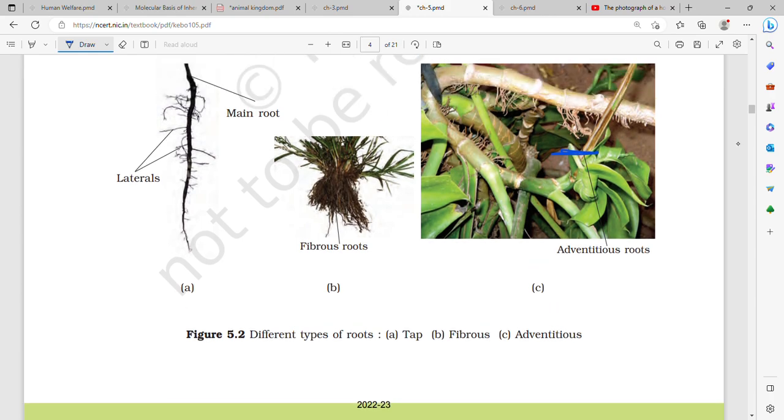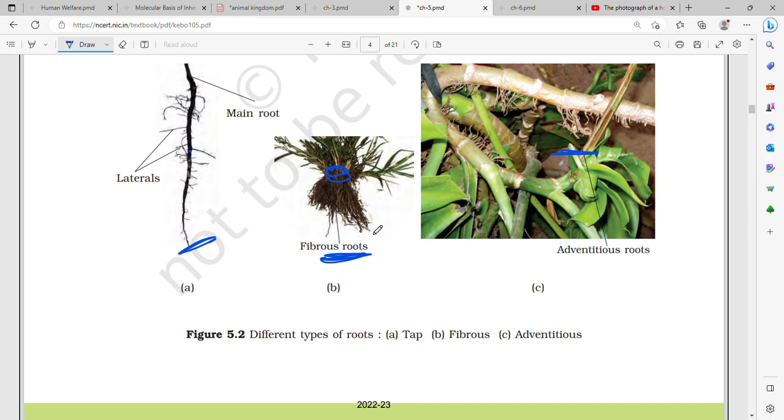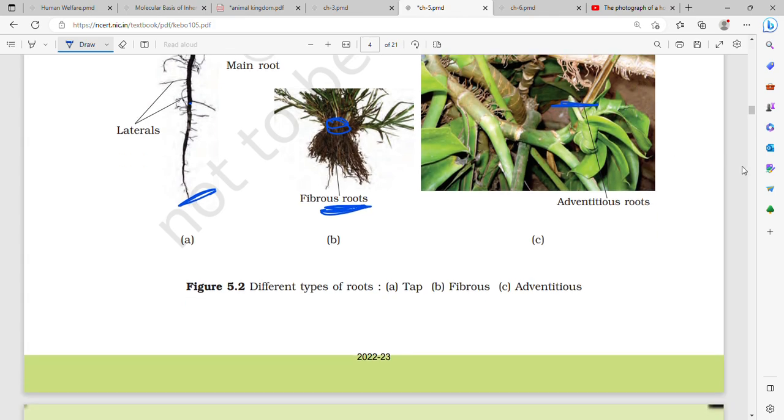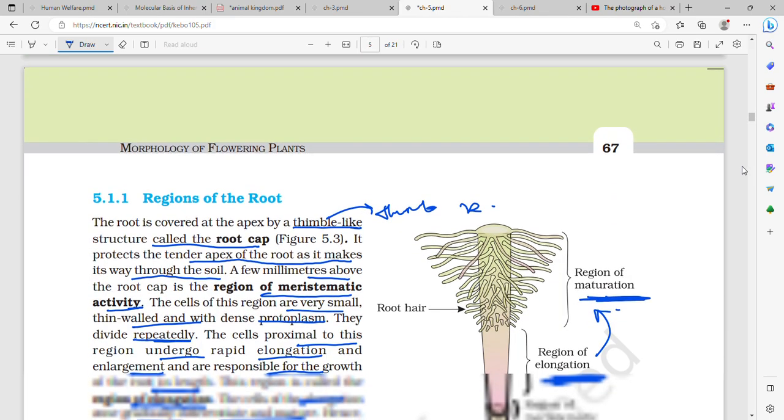So this is the main taproot system. This is the primary root, and it has lateral roots which are secondary and tertiary roots. This is the fibrous root system, as in wheat, seen in monocotyledons: the primary root is short-lived, and a lot of fibrous roots arise from the base of the stem. Then these are adventitious roots, that is, they arise other than from the radicle, through nodes.